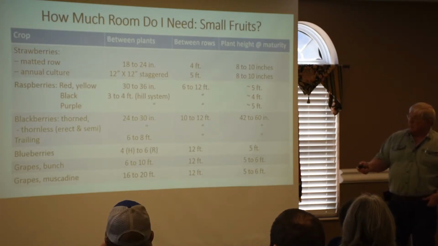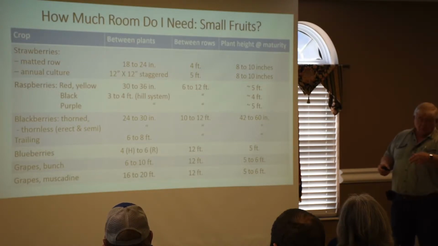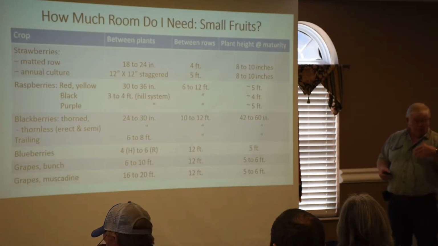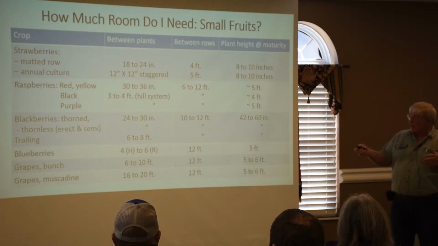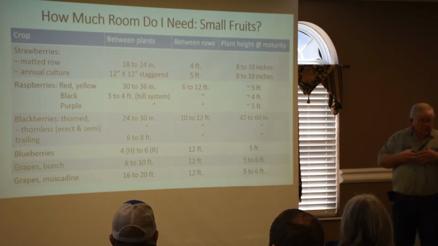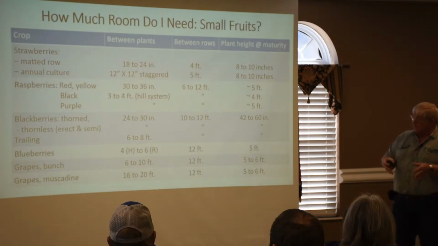So on matted row strawberries, we generally plant our plants anywhere from 18 to 24 inches apart, depending on how much the variety will run. And then our rows will be about 4 feet apart. And if we plant in the spring and pull the blooms on those plants, we'll get enough runner production to fill up the row and have a nice solid stand to go into the next spring.